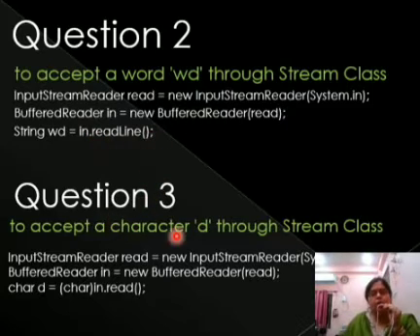Now question number 3: how do we accept a character from the stream? A character is a single, individual unit. We write it like this: char d, within brackets char, in.read. We have not written line here because a character is only a single unit, which is shown with the help of a single quote. So we have used read only.